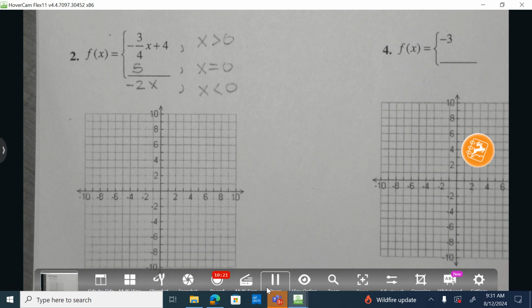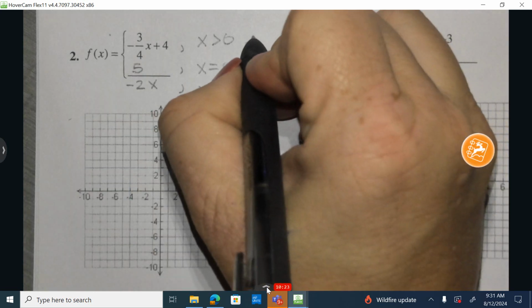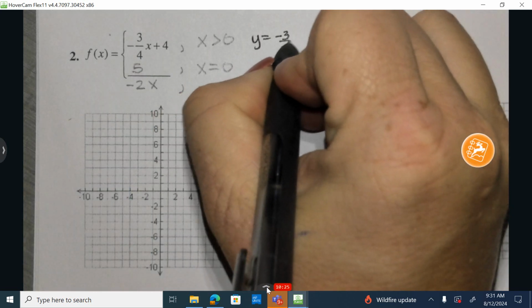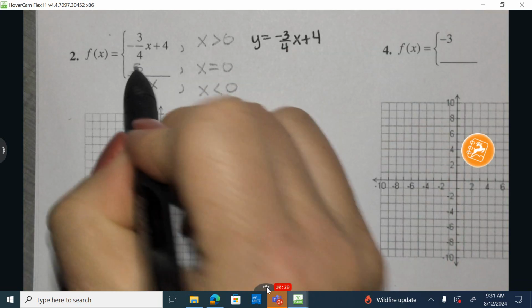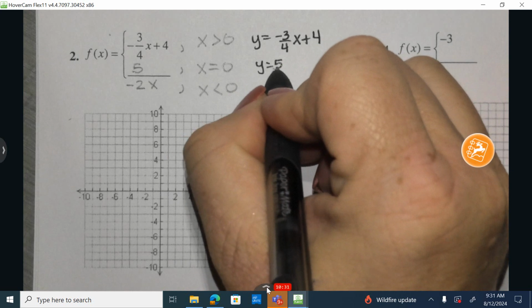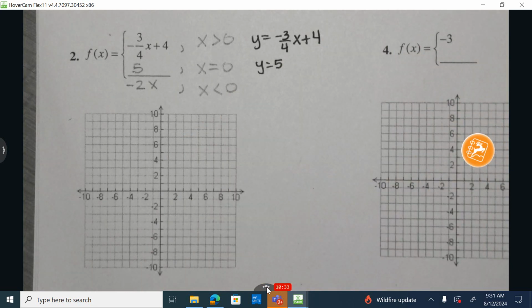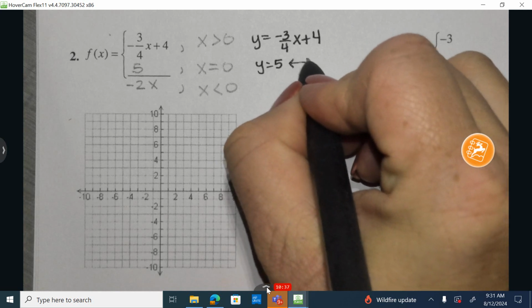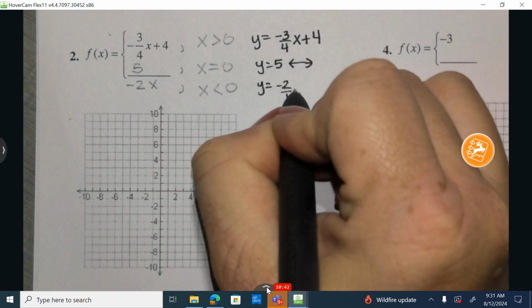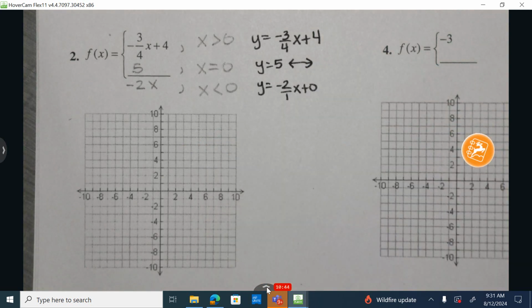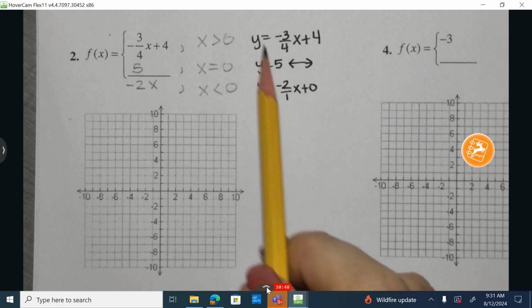I'm going to start by rewriting this. Like, this is just fine, but I'm going to write that down. Y equals negative 3 over 4x plus 4. Now, this is going to be y equals 5. By the way, when you see no x behind the value, that means it's just going to be a horizontal line. I'm going to just give us a little helpful hint. It's going to be a horizontal line. This last one is going to be y equals negative 2 over 1x plus 0. All right, let's get started. So I'm going to start with graphing this very first one.